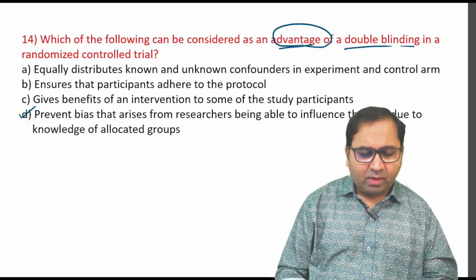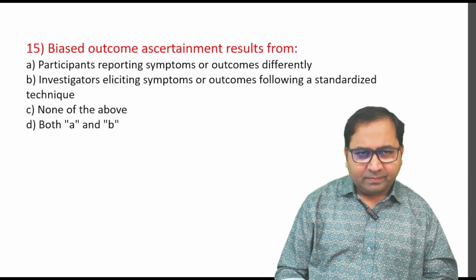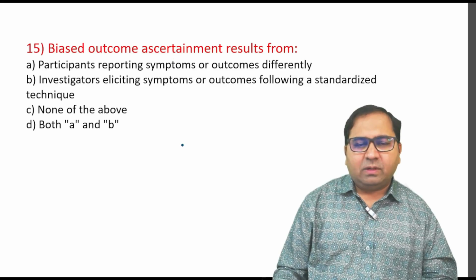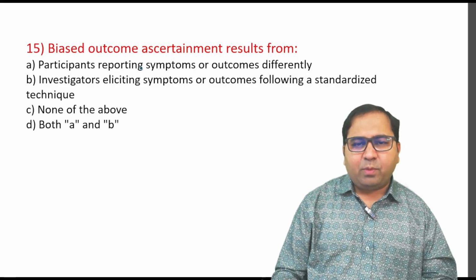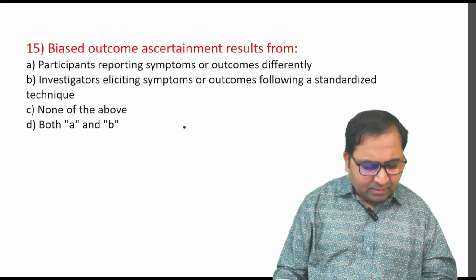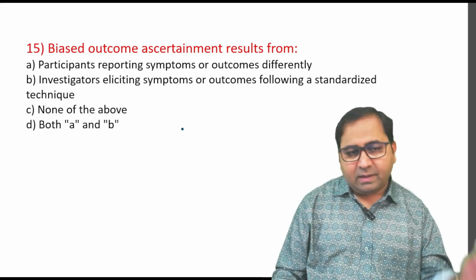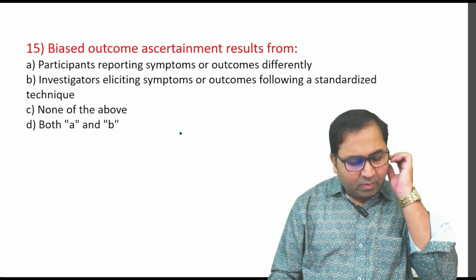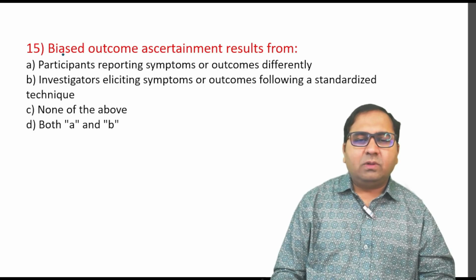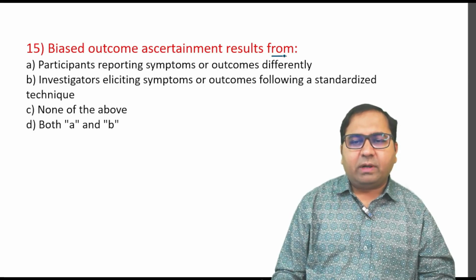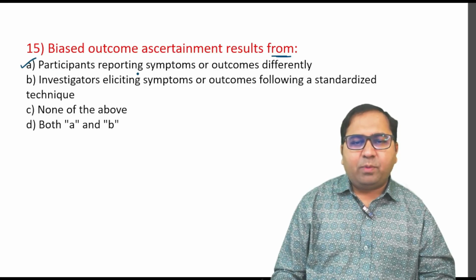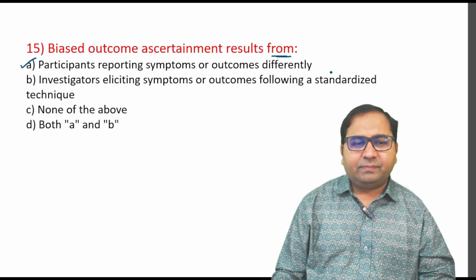Okay. Now let us go to the next question. Biased outcome ascertainment results from. The options are A. Participants reporting symptoms or outcomes differently, or B. Investigators eliciting symptoms or outcomes following a standardized technique, or C. None of the above, or D. Both A and B. So biased outcome ascertainment results from what? It results from option A, that is participants reporting symptoms or outcomes differently.